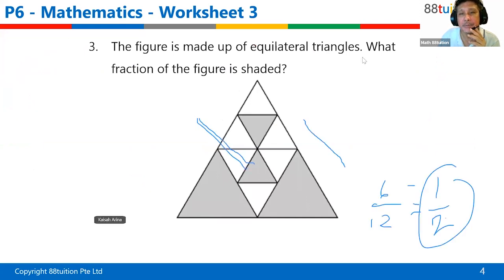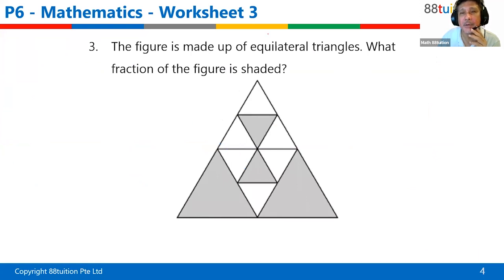Okay, so there we have it again. Oops, let me try to clean away. Okay, now they tell you this figure is made up of equilateral triangles. Yeah, my apologies if your worksheet, your triangle doesn't look like an equilateral triangle. It should be an equilateral triangle. Okay, and then they're asking you what fraction of the figure is shaded. But I can see they are all of different sizes.